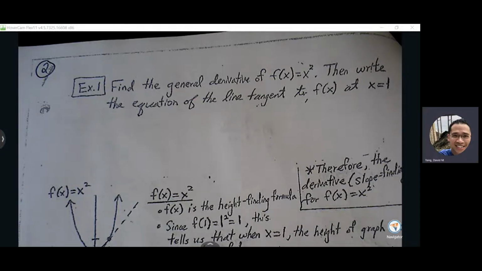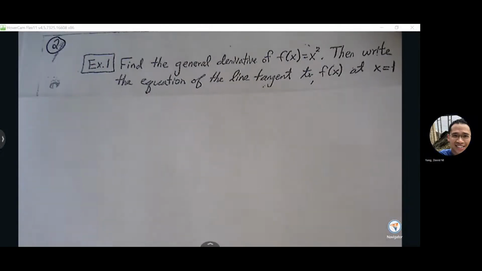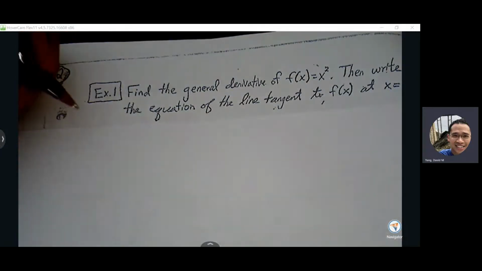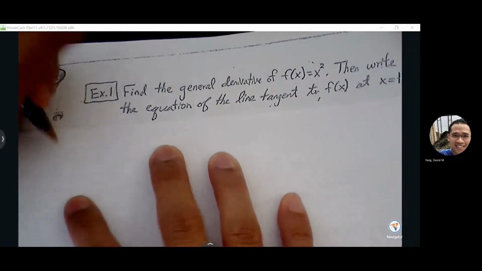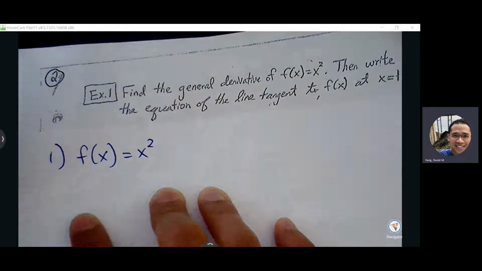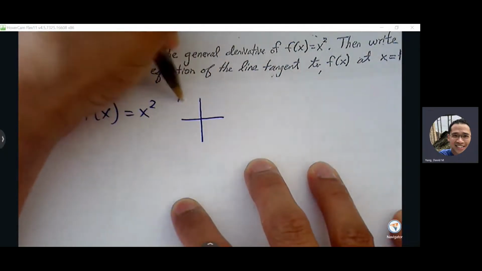Let me work this on a separate sheet, so I have plenty of room here. Example 1 says, find the general derivative for f of x equals x squared. So let me start off by indicating what function we're working with, f of x equals x squared. Okay, we know what that looks like. That's just a parabola.